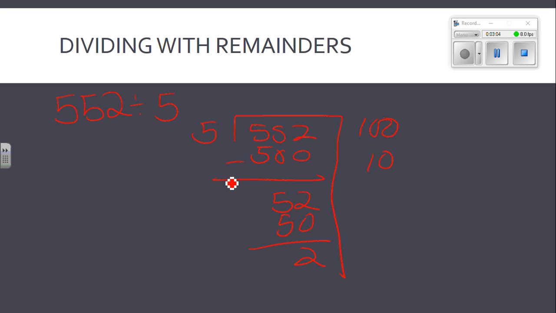2. Now 5 will not go into 2. That must mean that I have a remainder of 2. And what do I have here? 110. So our answer is 110 remainder, not equal.